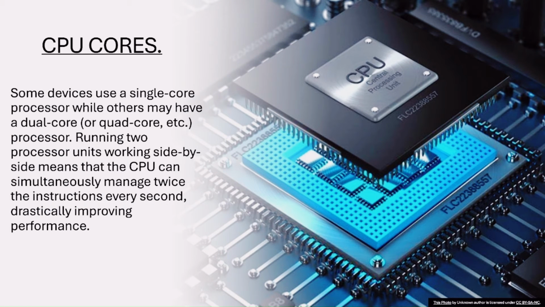The CPU cores. Some devices use a single core processor, while others may have a dual core or quad core or more processors. Running two processor units working side by side means that a CPU can simultaneously manage twice the instructions every second, drastically improving performance.